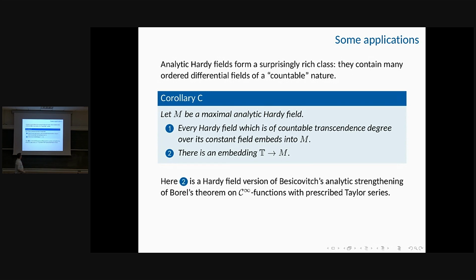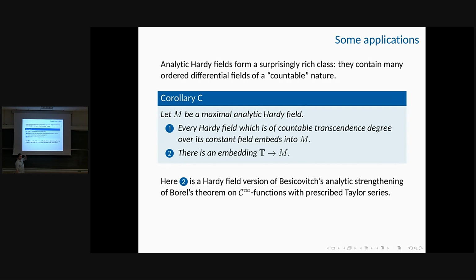Now, I like to think of this as a sort of Hardy field version of this famous theorem of Besicovitch, which in turn strengthened this theorem of Borel, which I think many people know. That says that if you have a formal power series, any formal power series, there will always be a C infinity function defined, let's say, on the interval from 0 to 1, which has at 0 this formal power series as the Taylor series. Okay, and Besicovitch strengthened this by saying you can actually choose the C infinity function to be analytic away from 0, so on the open interval from 0 to 1. Let's say it's analytic; at 0 it's only C infinity, and it has this Taylor series.